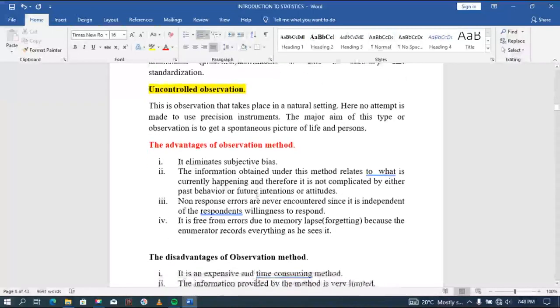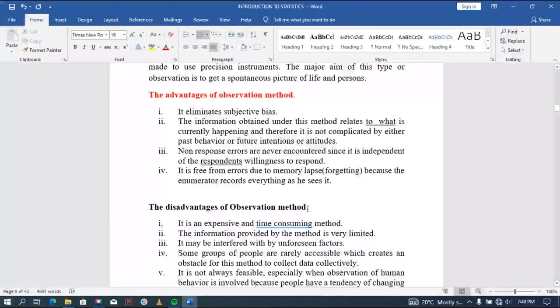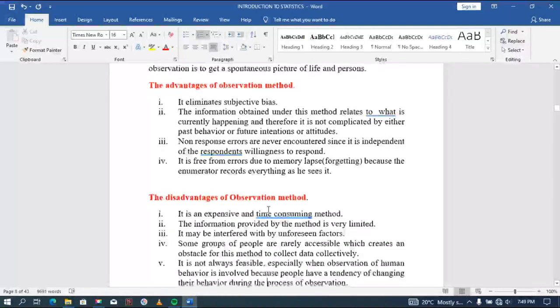Then you have some disadvantages of this method as well. One, it is time consuming and expensive to conduct. Two, the information provided by the method is very limited. You may not be able to collect much information, depending on the time you give to the activity of observing, as well as the size of the population or the sample used. Then it may be interfered with by unforeseen factors. This may give you still limited information or even no information.